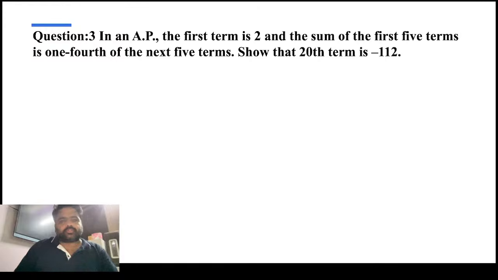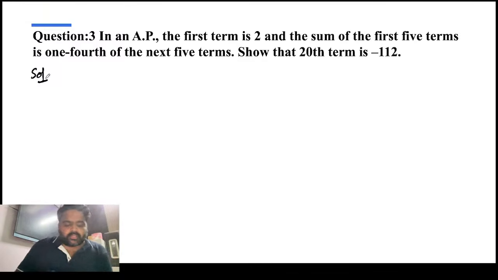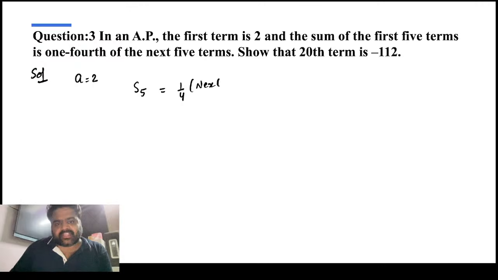Now try to solve this question. As I told you, we are going to solve it together. In an AP, the first term is 2. The sum of the first 5 terms is 1 by 4th of the sum of the next 5 terms.